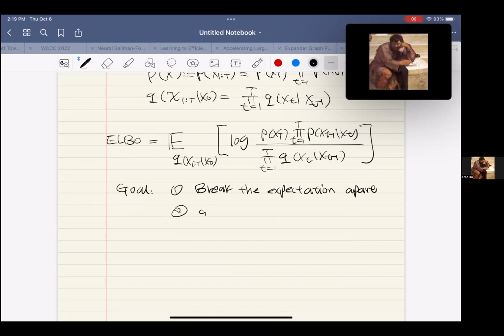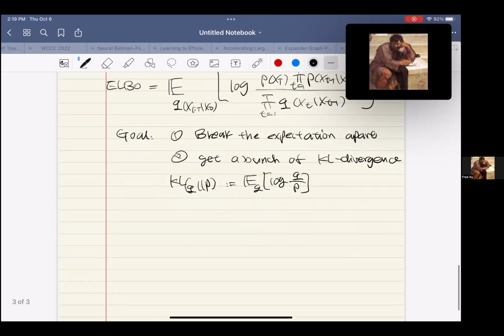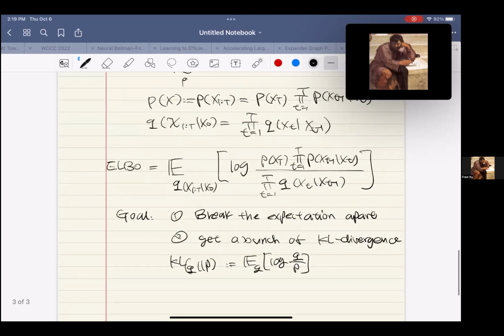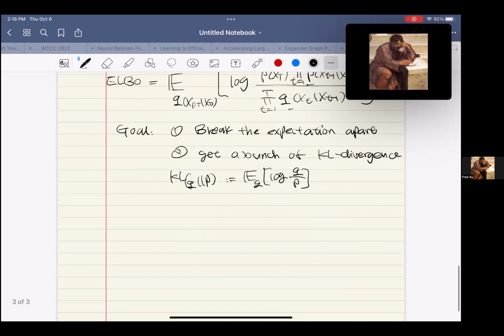And we also want to get, like people usually do in this kind of literature, a bunch of KL divergence. KL divergence is normally written as KL of Q, P equals expectation of Q log Q over P, right? That's the definition of KL. So we want to write this in a way that Q appears above and P appears down. But as you can see here, we have P at top and Q down here. So we want to use some tricks to make it into the way that we like.